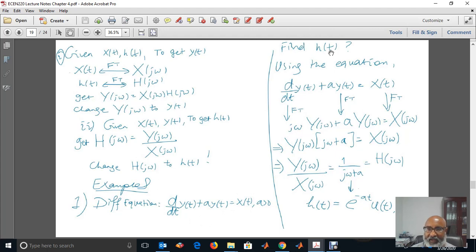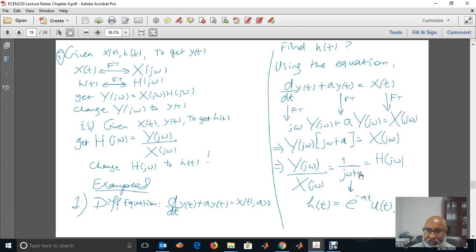Now, how do we find h(t)? Change the equation to the frequency domain. The derivative of y(t) will become jω times Y(jω). a times y(t) will become a times Y(jω). x(t) will become X(jω). And what is common here? Y(jω). So in brackets, (jω + a) Y(jω) is equal to X(jω). Then Y(jω) over X(jω) is equal to 1 over (jω + a). What is this? This is the frequency response of the system, H(jω).